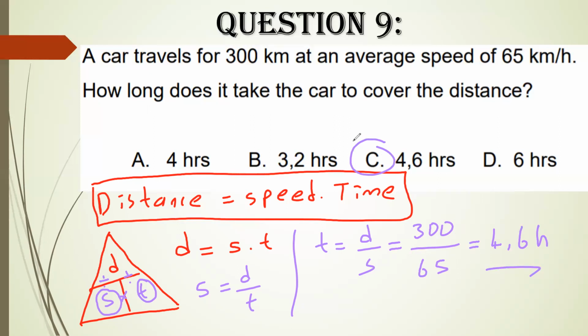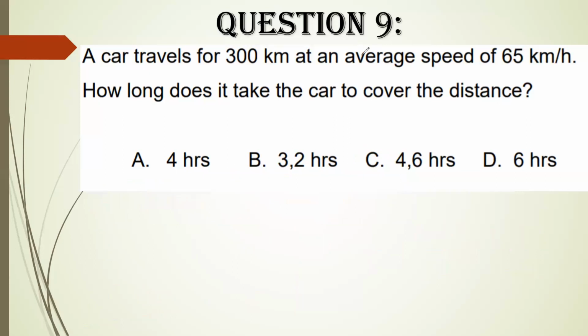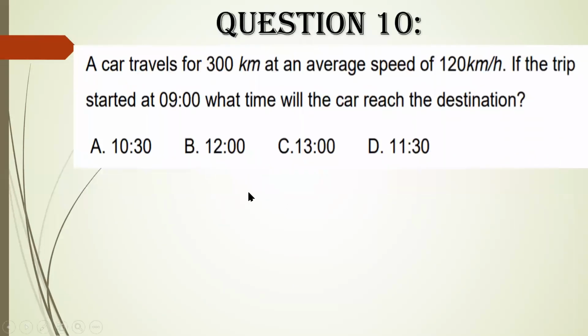Question 10, it's going to be very easy for you if you use this method. Please try question 10 now. All right. One more time, a car going 300 kilometers at an average speed of 120 kilometers per hour. So distance is 300, speed is 120. And then if the trip starts at 9 o'clock, what time will the car arrive? First of all, we should calculate time, and then we are going to add to 9. So same option, same thing we are using. Please try first. It's our last question for today. Let's see what you are getting out of 10.